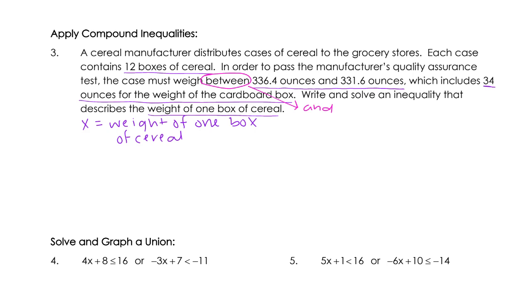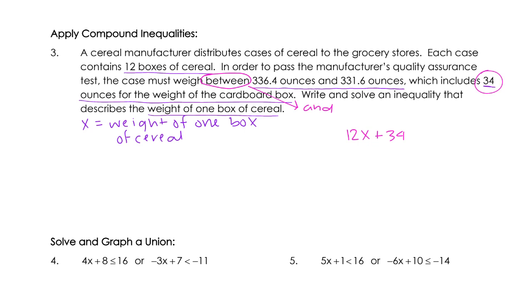So I actually like to work from the inside and then fill in my outside too. So talking about the cereal itself, each case contains 12 boxes of cereal. So I know that that has to be the one that contains the x. So 12 times whatever the weight of one box of cereal would be would give us the weight of the total cereal in there. And then we also have to include this 34 ounces for the weight of the cardboard box. So the weight of that entire box total would be the weight of 12 boxes of cereal and 34 ounces because that's how much the cardboard box itself weighs.